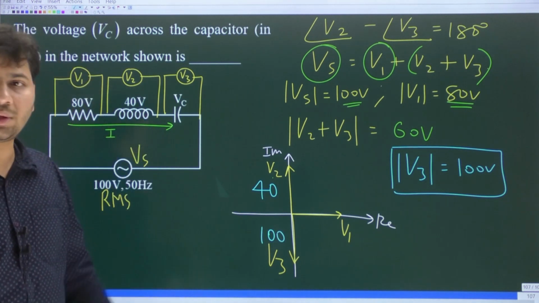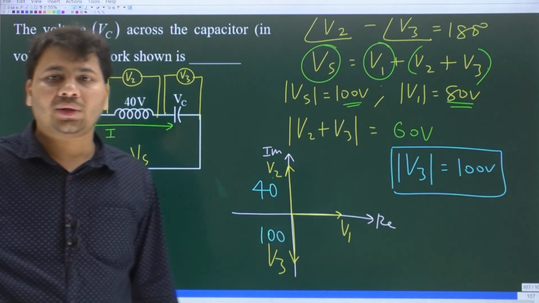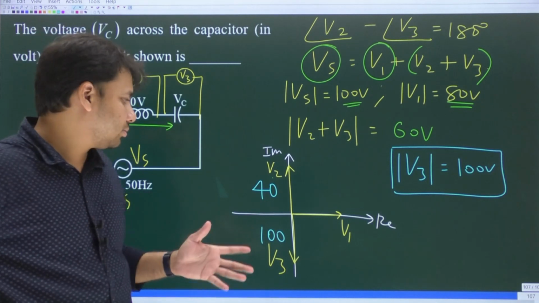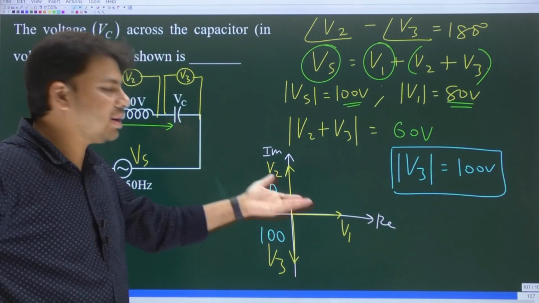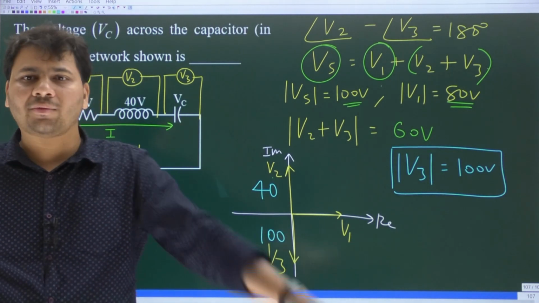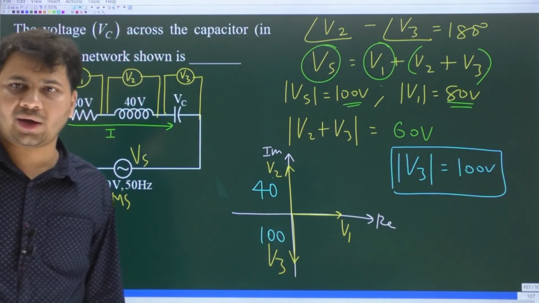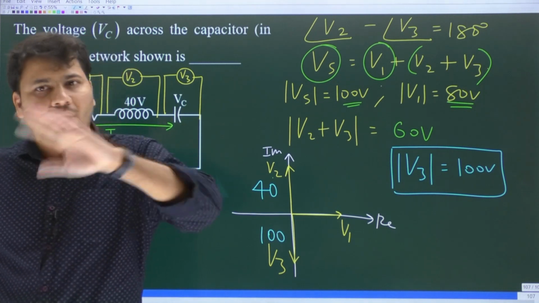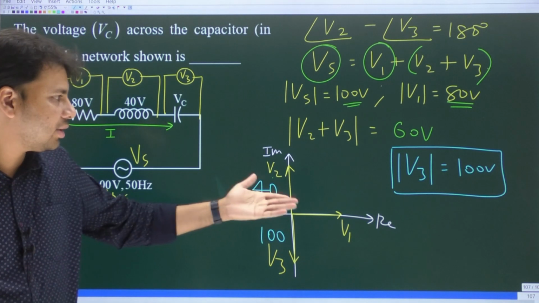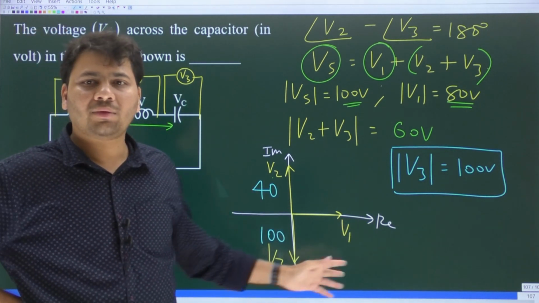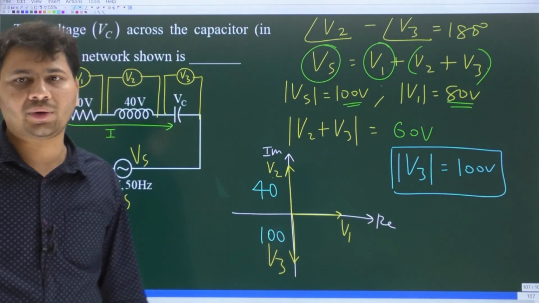So once you imagine things in the phasor diagram, or once you visualize the phasor diagram, if you cannot visualize, you can draw the phasor diagram. You can make a rough sketch of the phasor diagram. Then you will understand what is the angle between various phasors and so on. From there, we can immediately write V3 should have a length of 100 units. Okay.